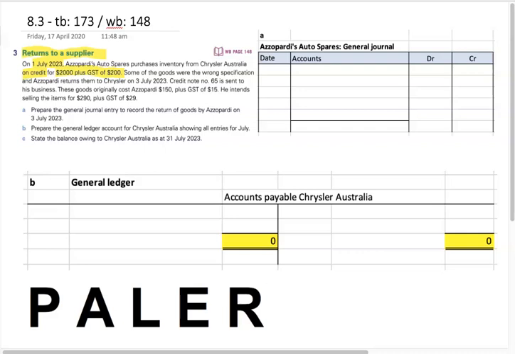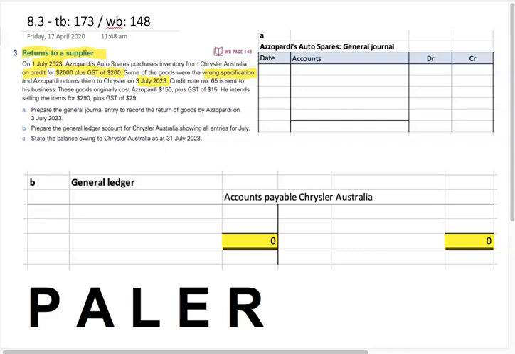So let's highlight that. That was the reason why. What do we mean by wrong specification? We've clearly ordered some inventory and they've given us the wrong type or size or something like that. And understandably, Azo Party returns them to Chrysler on the 3rd of July. So we purchased them on the 1st of July on credit and we return them on the 3rd of July.